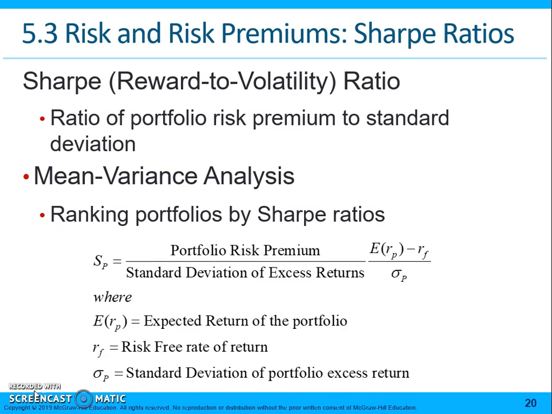And what we're going to do is take the portfolio's risk premium and divide that by the standard deviation of excess returns. So it's the expected return on the portfolio minus the risk-free rate, divided by the standard deviation of the portfolio.